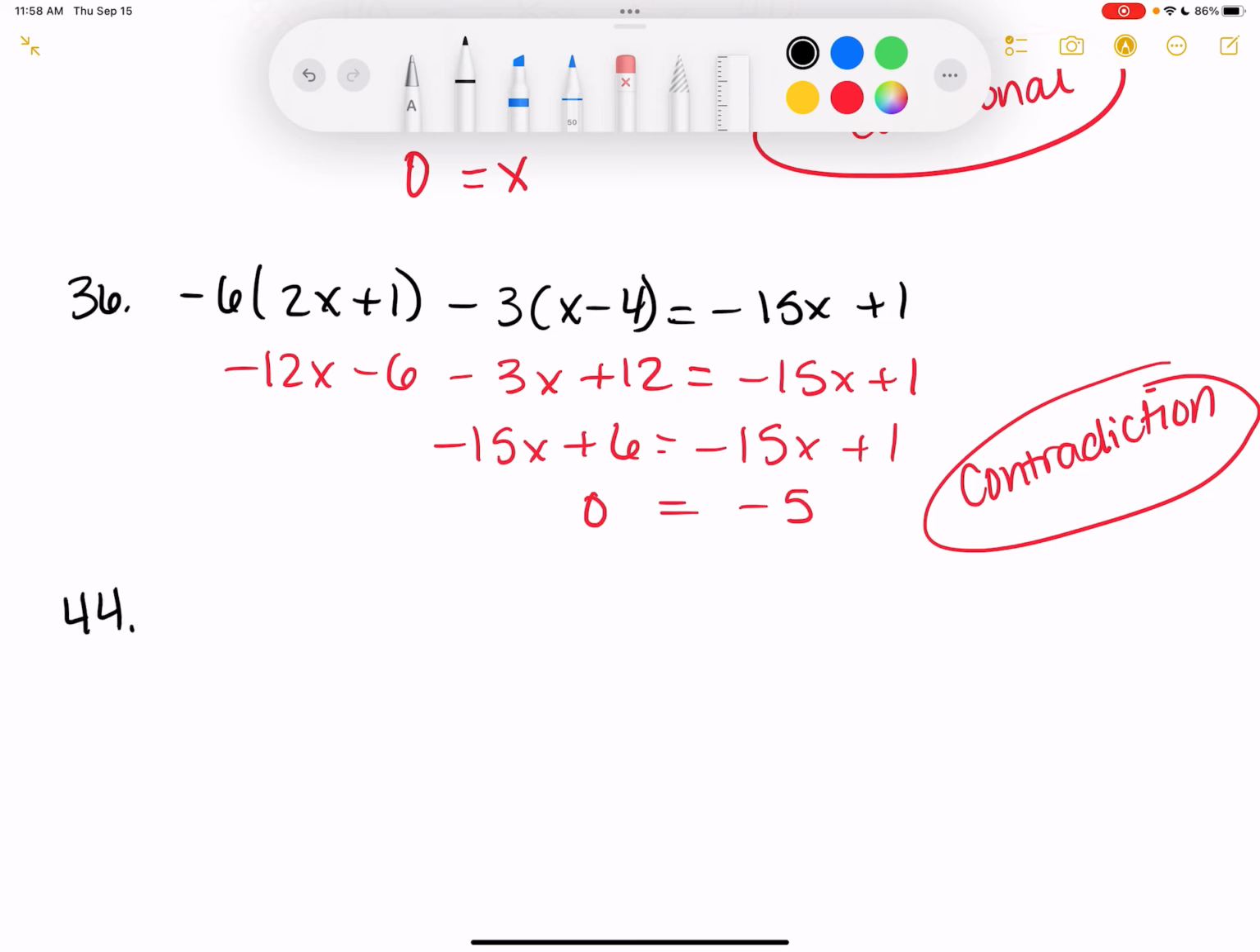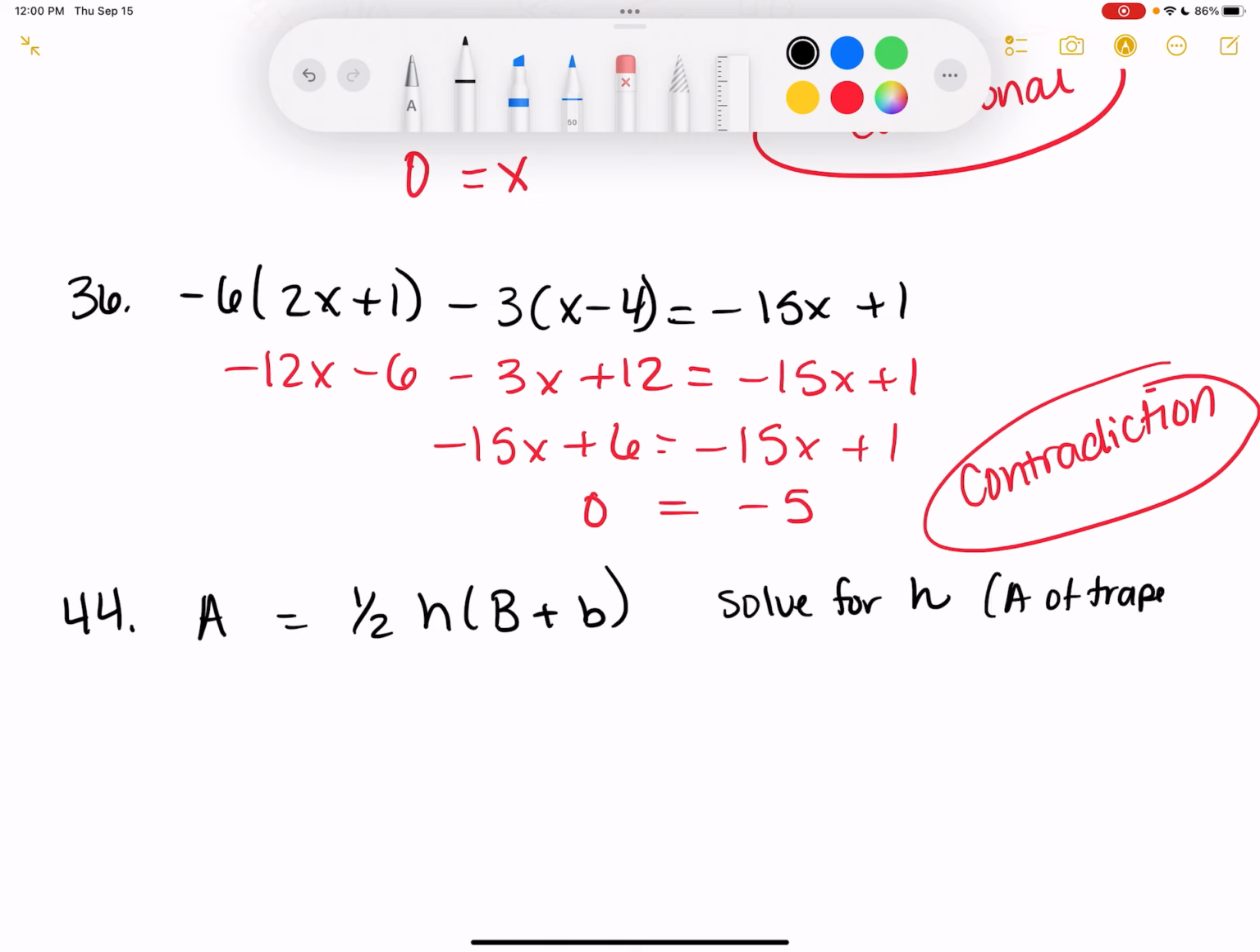44. Trying to pick a hard one because I know in general y'all should be able to do this. A equals 1/2 h times big B plus little b, and solve for h. And this is the area of a trapezoid, in case anybody cares. So if I want to get h by itself, what do I have to do?